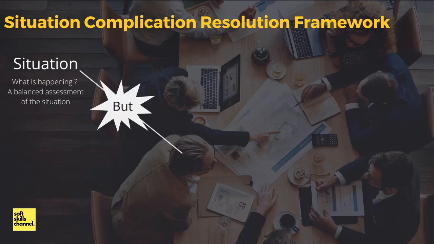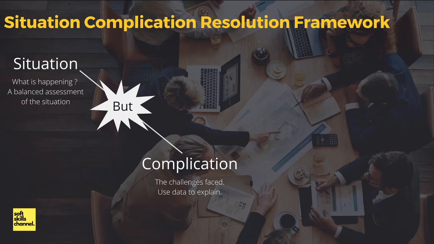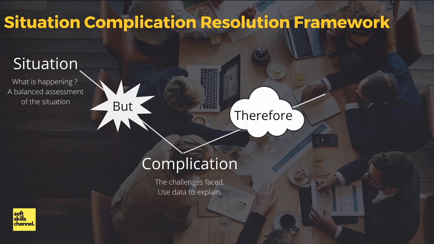Once you have shared the assessment of the situation, the next thing you do is talk about the complications. So you have the situation, but what are the complications and the implications associated with this? So you further explain the challenge, and once again you use as much data as possible so that your claims are backed up by strong data. Once you have done that, you move to the final step of this process, which is the resolution, where you share your proposed solution and why you think it's going to work.